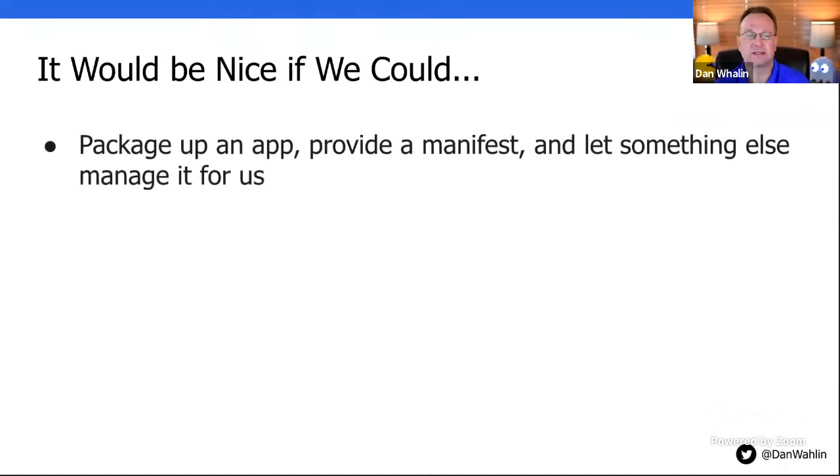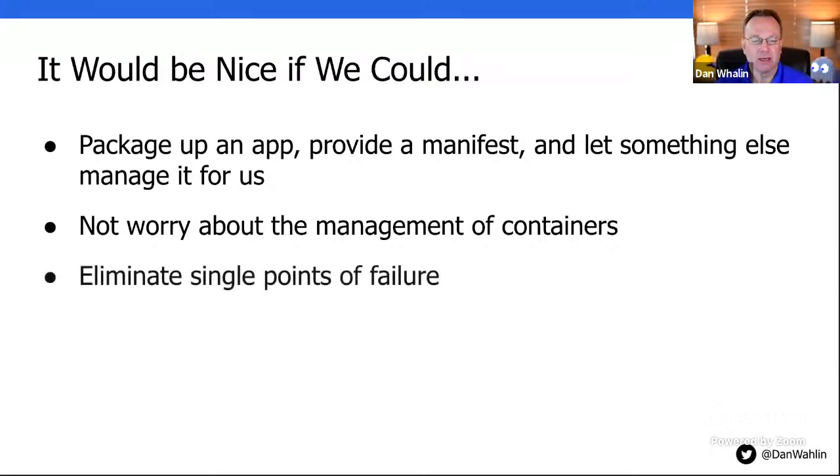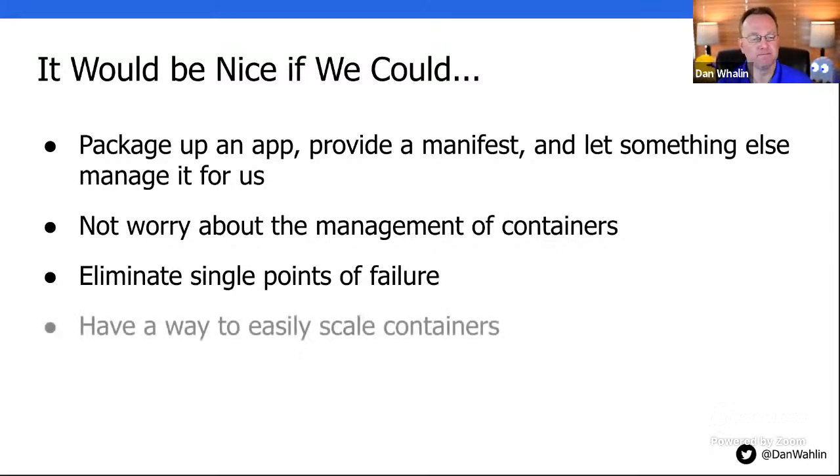So wouldn't it be nice if you could just package up your app, provide something called a manifest, basically a file or two or three, and then let some other product, we'll just call it that for now, actually take care of the containers, not letting you worry about them. Eliminate single points of failure. So you could have a load balancer, for example, and if one of those does go down, no big deal. It'll just route to the others, and you can even bring up a container if it goes down.